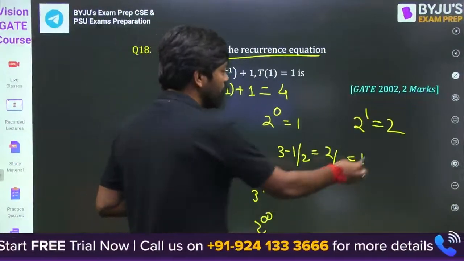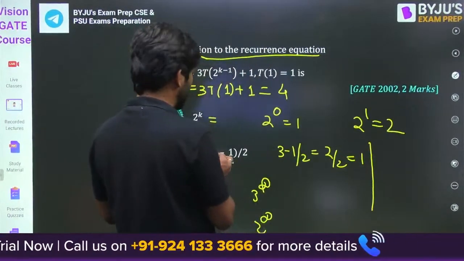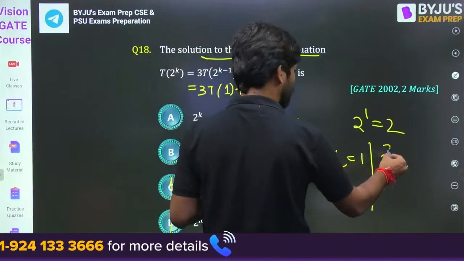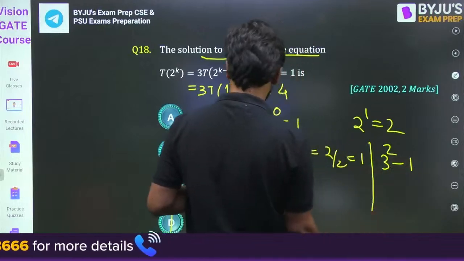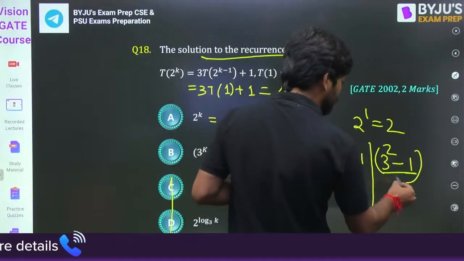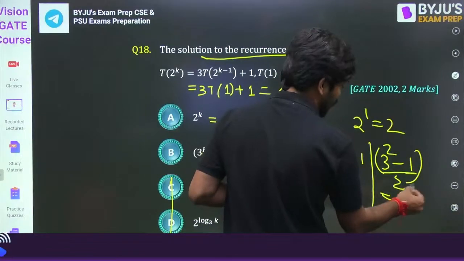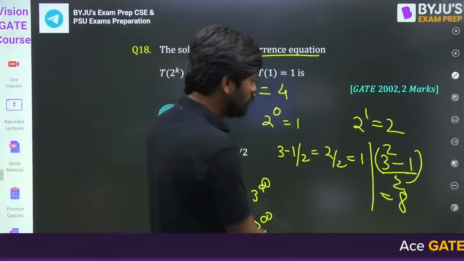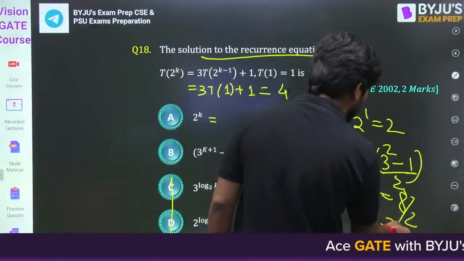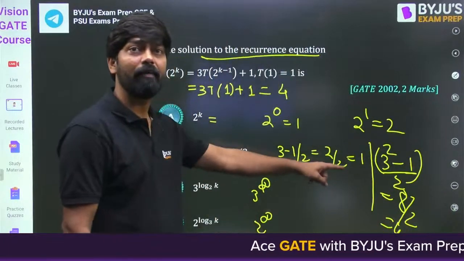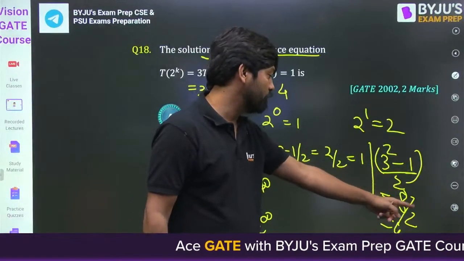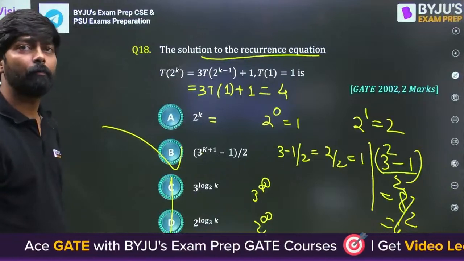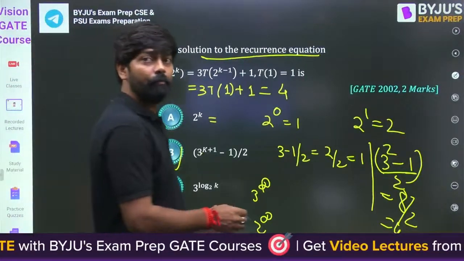So if you want, you can put it also. Let me put 1 here. So it is nothing but 3 to the power 2 minus 1, divided by 2. It is nothing but 9 minus 1, which is 8, divided by 2. 8 divided by 2 is 4. So yes, 4 is coming. B is the right answer for this one. B for Bombay is the right answer.